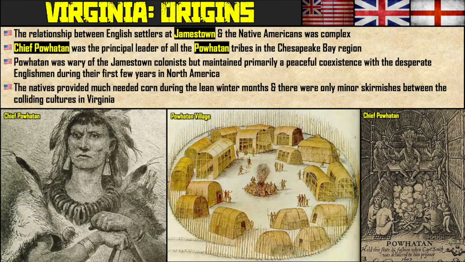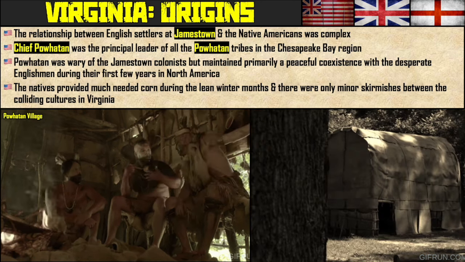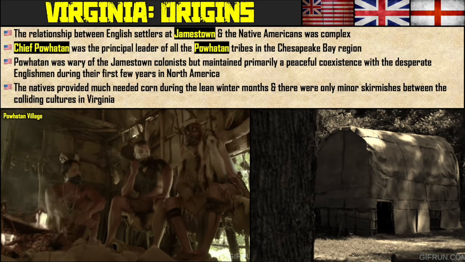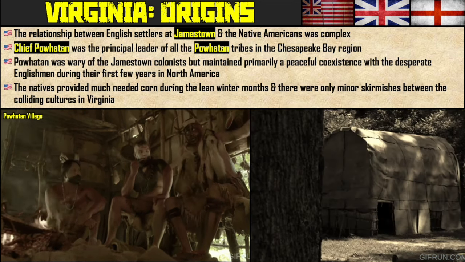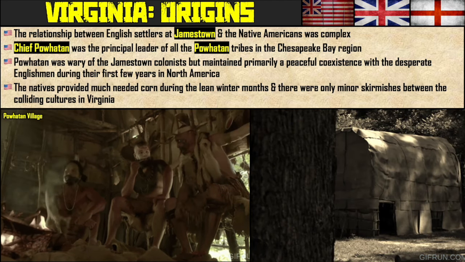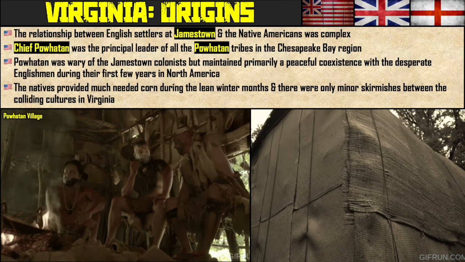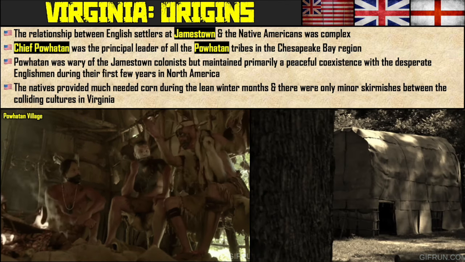The relationship between English settlers at Jamestown and the Native Americans was complex. Chief Powhatan was the principal leader of all the Powhatan tribes in the Chesapeake Bay region. Powhatan was wary of the Jamestown colonists, but maintained primarily a peaceful coexistence with the desperate Englishmen during their first few years in North America. The natives provided much-needed corn during the lean winter months, and there were only minor skirmishes between the colliding cultures in Virginia for the first few years.